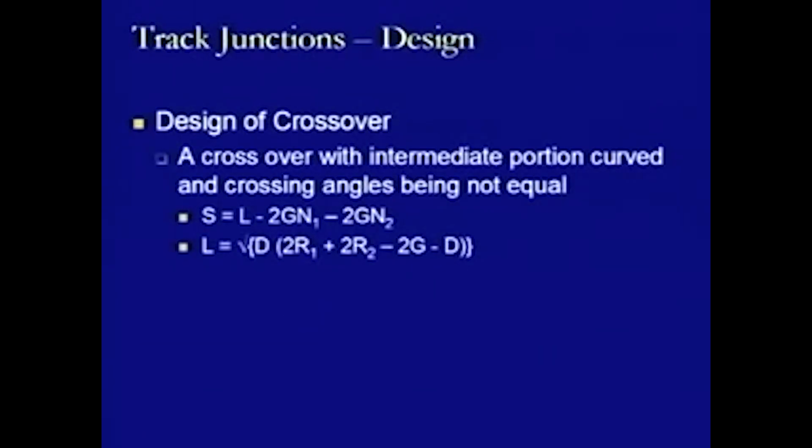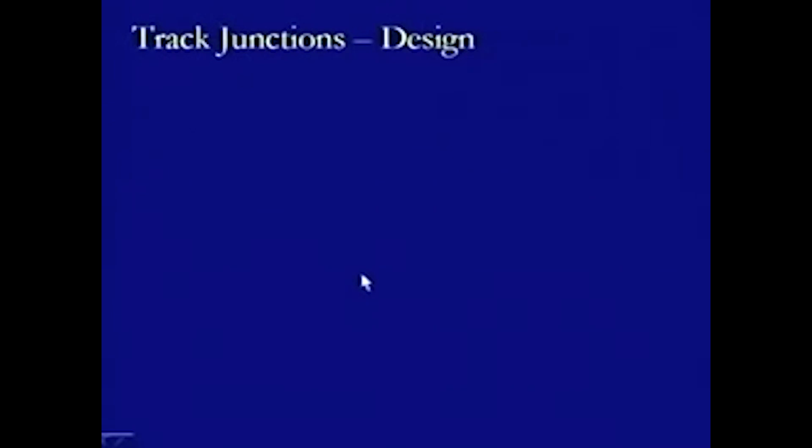Then the third condition is the crossover with intermediate portion curved, where the crossing angles are not equal. So, S will be given by L minus 2gn1 minus 2gn2, whereas the overall length will be given by under root of d multiplied with (2r1 plus 2r2 minus 2g minus d). We will look at this: n1 and n2 are related to the two crossing angles, and similarly r1 and r2 are related to the two curves which will be joining at the center.